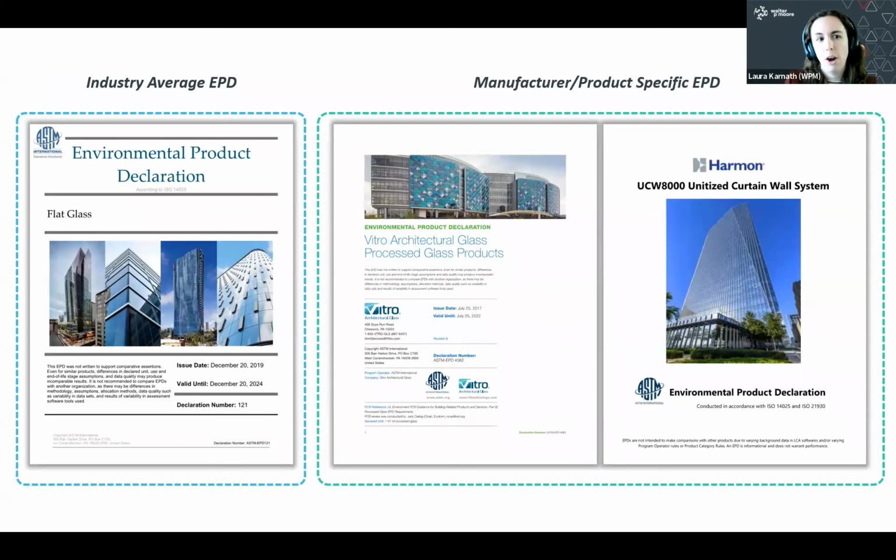There are a couple of different kinds of EPDs that you're going to see as you're looking at building products. There are 2 major categories. There's an industry average EPD, and then there's a manufacturer or product specific EPD. Like on the left here, we have an EPD that's just for flat glass, all of it that's produced in the US or in North America. But we also have a Vitro EPD for processed glass, a little bit different. And I have a Harman EPD for a curtain wall system.